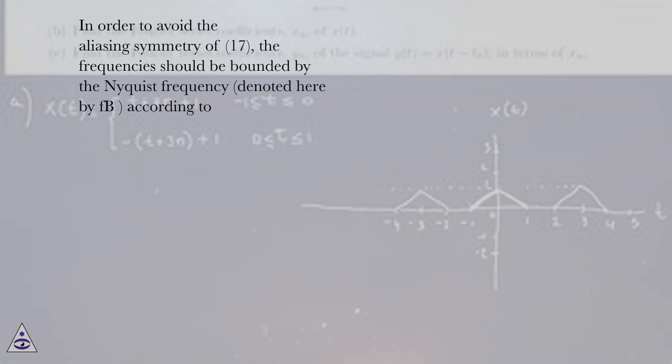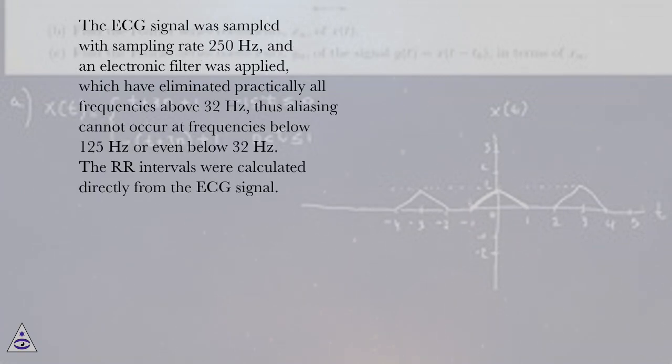The ECG signal was sampled with sampling rate 250 Hz, and an electronic filter was applied, which has eliminated practically all frequencies above 32 Hz, thus aliasing cannot occur at frequencies below 125 Hz or even below 32 Hz. The RR intervals were calculated directly from the ECG signal.